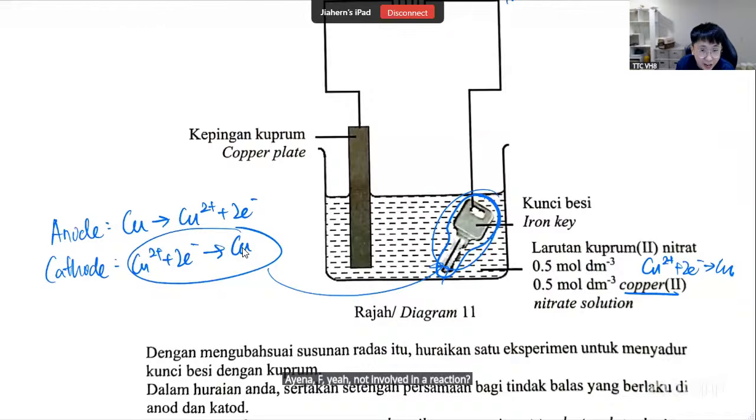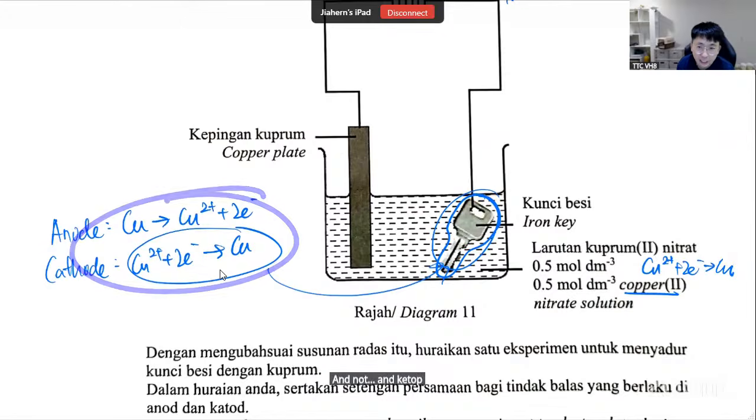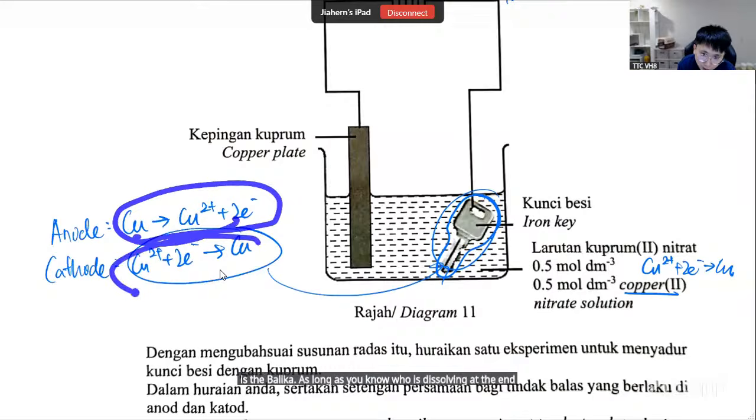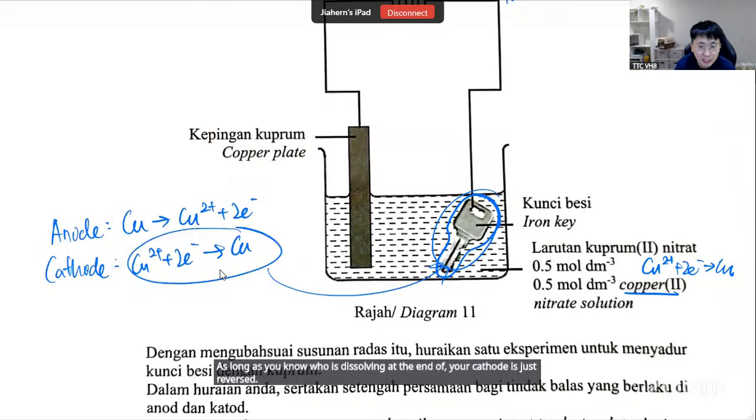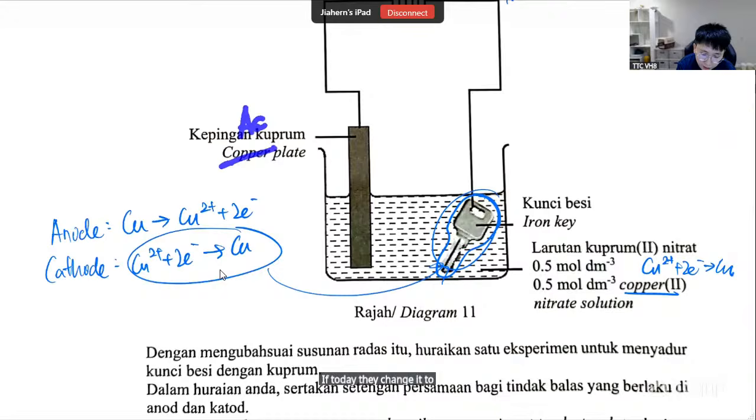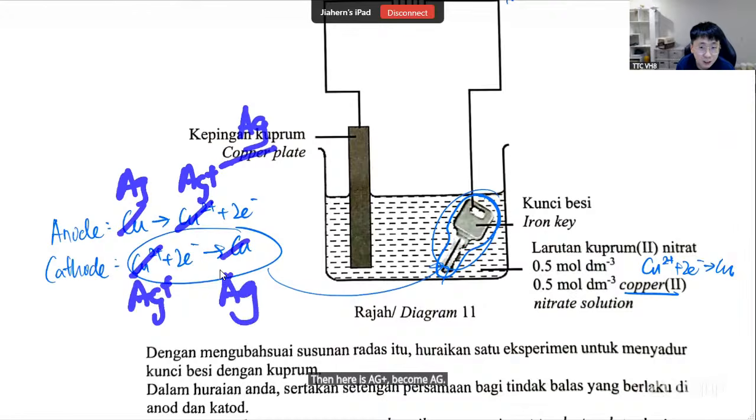The iron key is just there to get coated. So for electroplating, the anode and cathode half equations are the reverse of each other. As long as you know what is dissolving at the anode, your cathode is just the reverse. If today they change it to silver, then here Ag becomes Ag+, and here Ag+ becomes Ag. You get the idea?